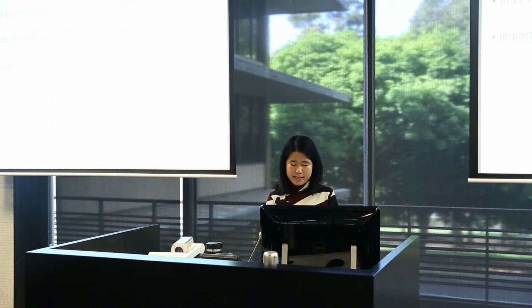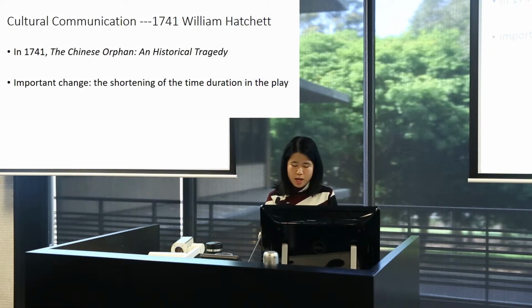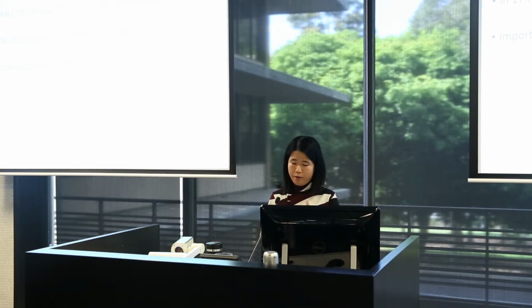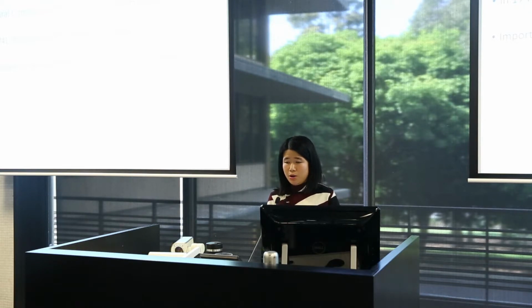And after that, in 1741, William Hatchett published his own adaptation called The Chinese Orphan: An Historical Tragedy. One of the most important changes made by Hatchett is the shortening of the time duration in the play. In the original play, Ji Junxiang designed the play to last for 25 years, so it's very long. It lasts for the whole time, from when he was an orphan until he grew up as an adult. But William Hatchett shortened the time duration and focused on the revenge in the play.